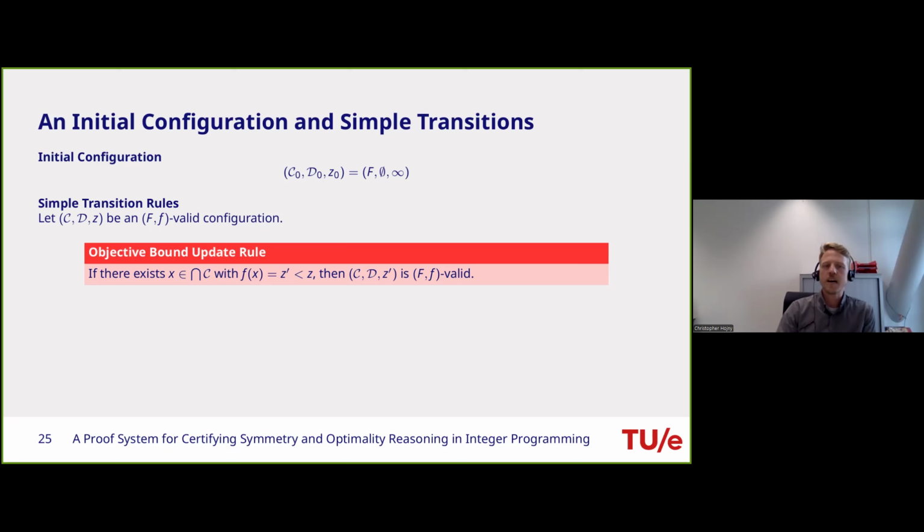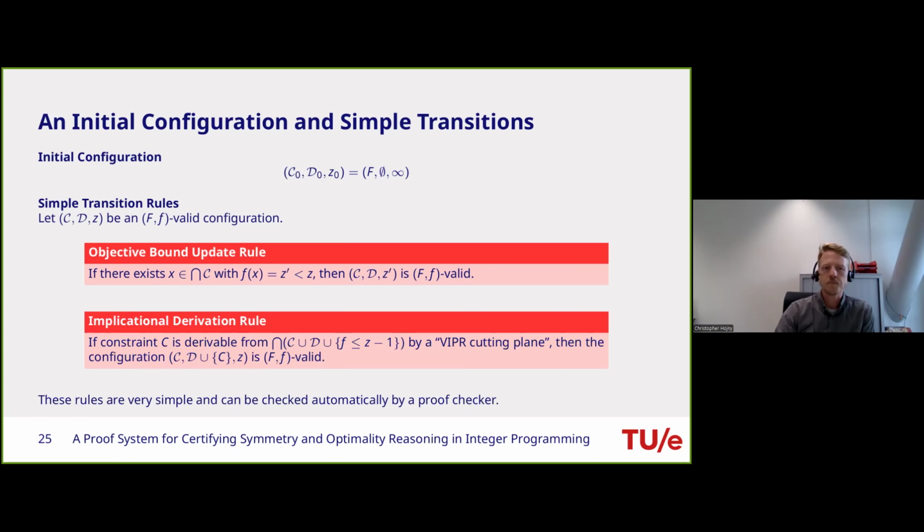For example, an objective bound update rule, which means, hey, I find a solution X that adheres to the core constraints. It improves upon the objective value by a better objective value Z prime. And then I can replace the old value of Z by this new value Z prime. So this is also a very natural update rule. So whenever, for instance, in a mixed integer programming solver, I would find an improving solution, I, of course, would also update the best known objective value that I found so far.